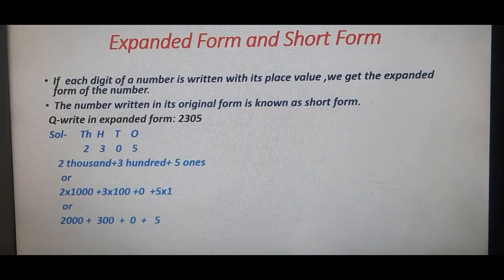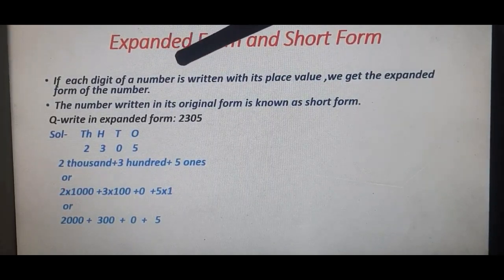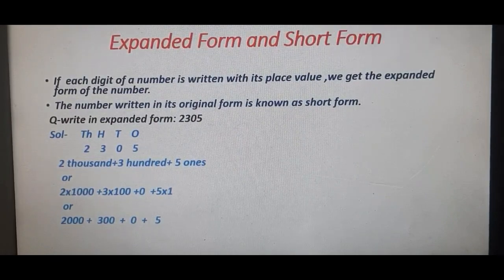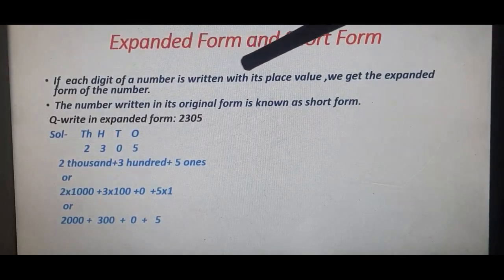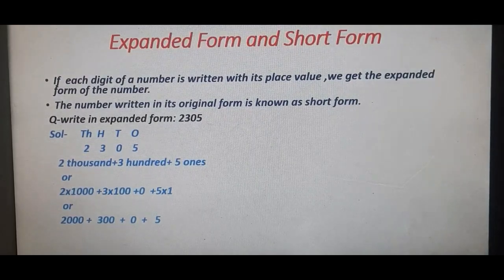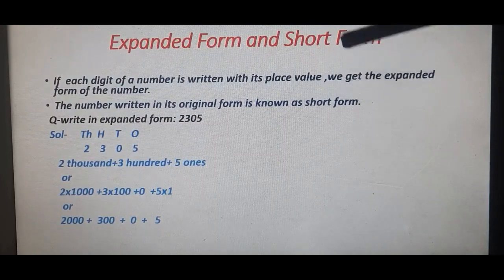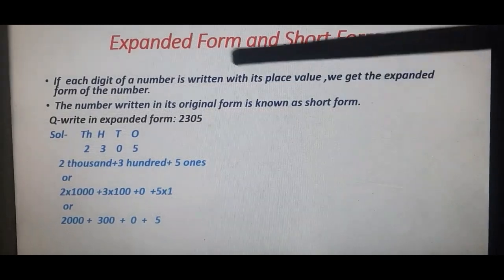Expanded form and short form. Expand means to open, to write down the digits with the place value, and short form is also known as standard form. If each digit of a number is written with its place value, we get the expanded form of the number. Understood? The number written in its original form is known as short form. We can say original form or standard form or short form. All these give the same meaning.